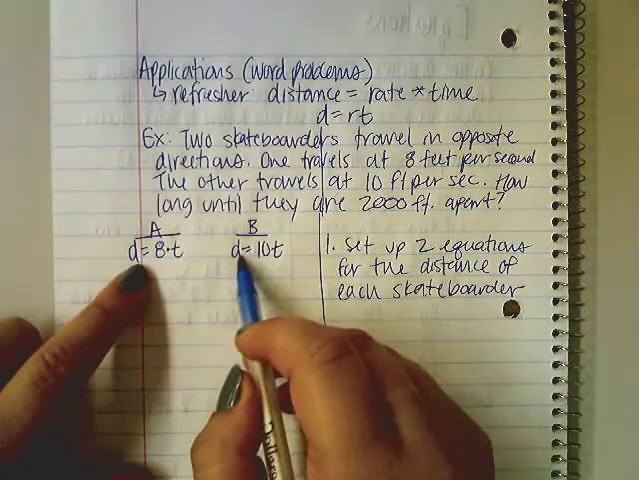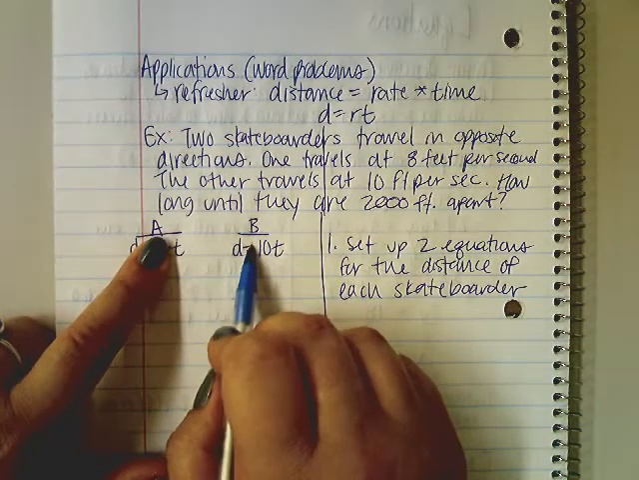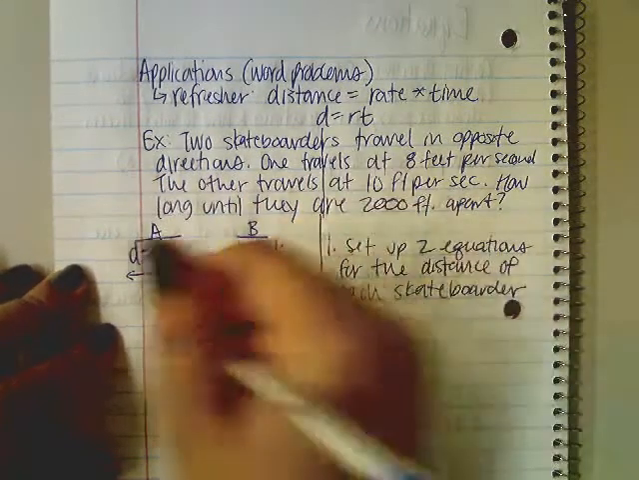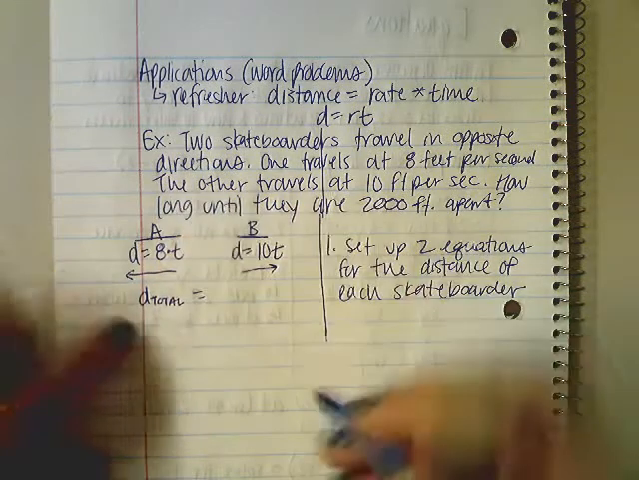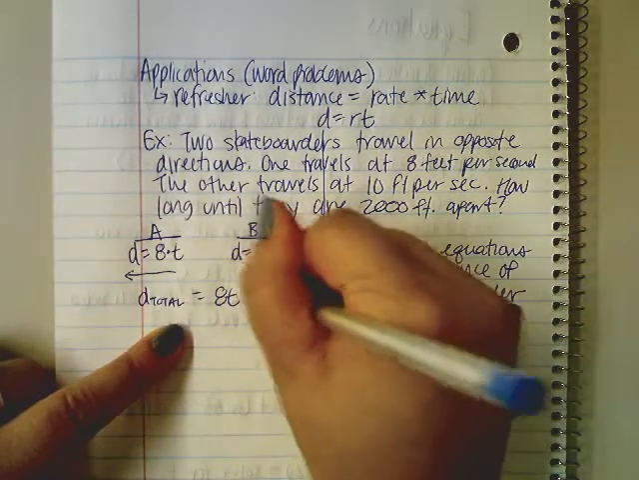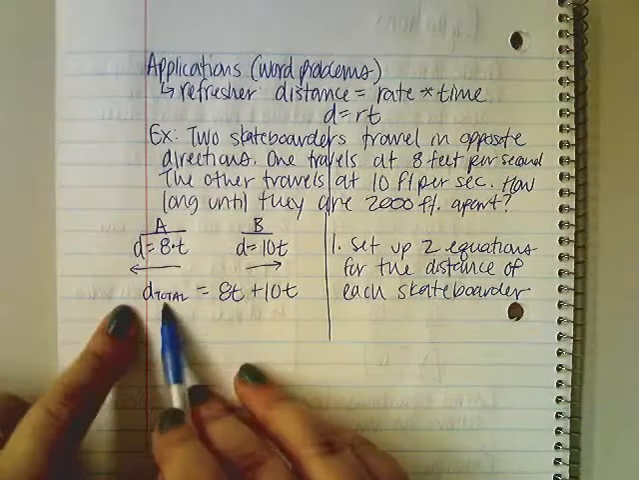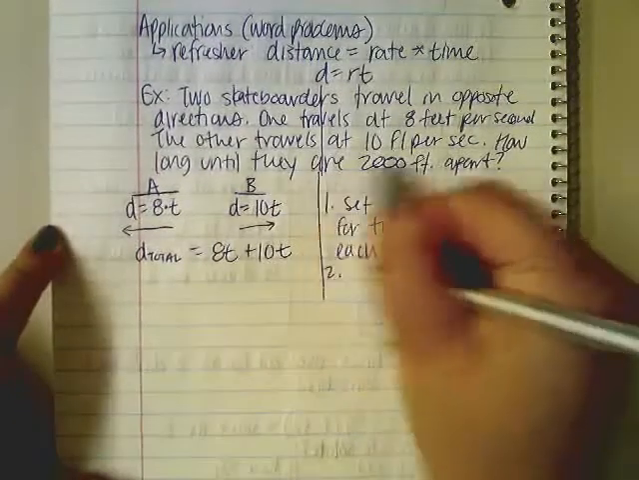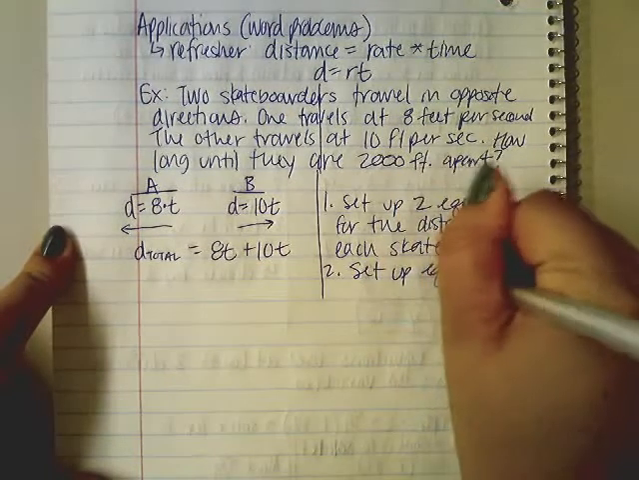So I know the total distance traveled is going to be the distance of this skateboarder plus the distance of this skateboarder, since they're traveling in opposite directions. So since this one's going this way, this one's going this way, the total distance is going to be equal to the distance of the first skateboarder, 8t, plus the distance of the second skateboarder, 10t. So I'm going to add their 2 distances, and that will give me the total distance they are apart. So that's what I did in my second step. I wrote an equation for the total distance.